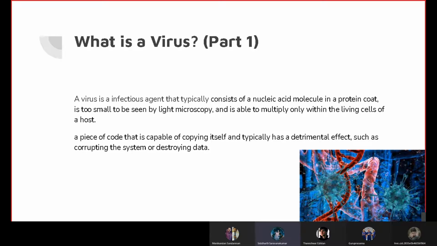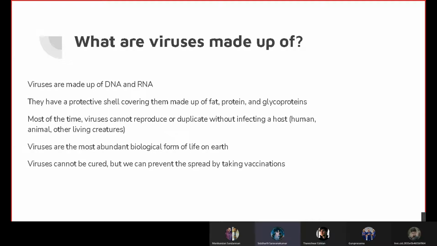A virus is also like a piece of code that is capable of copying itself and typically has a determined effect such as corrupting the system or destroying data. Viruses are pretty much things that infect your body and make your body go bad, like having the flu or cold. COVID-19 is also a virus. Viruses are made up of DNA and RNA. These are the same things that make up a human cell and the human body. They have a protective shell covering them made up of fat, protein, and glycoproteins.